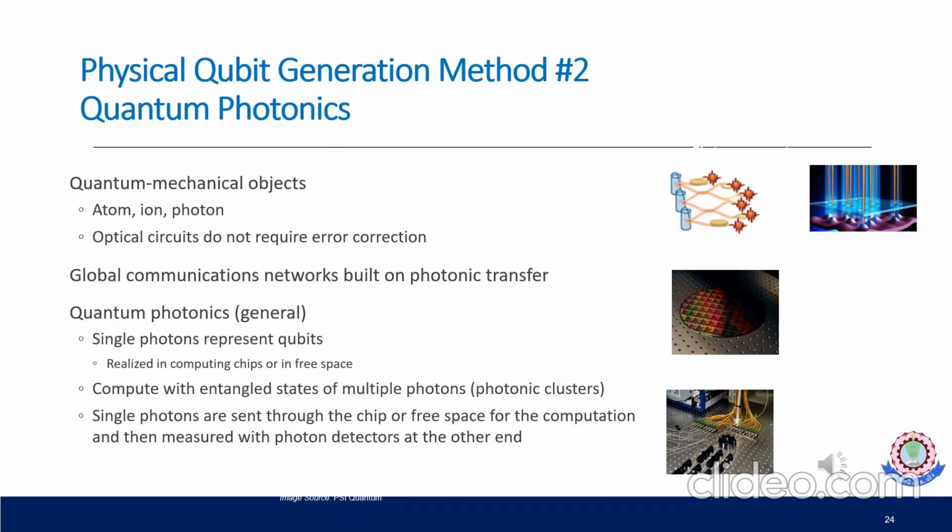The second method is quantum photonics, using quantum mechanical objects such as atoms, ions, and photons. Optical circuits do not require error correction. Global communication networks are built on photonic transfer. In quantum photonics, single photons represent qubits realized in quantum chips or in free space. Computing uses entangled states of multiple photons. Single photons are sent through the chips or free space for the computations and then measured with photon detectors at the other ends.